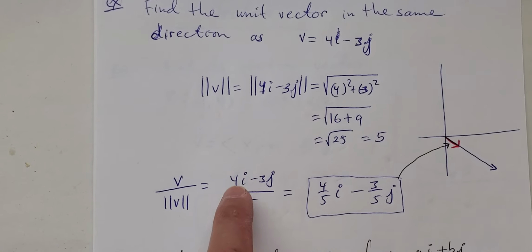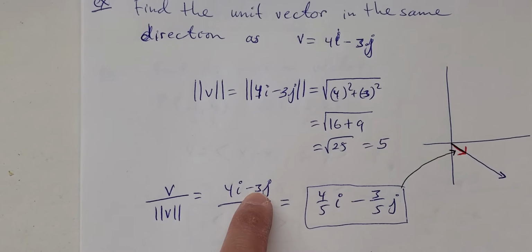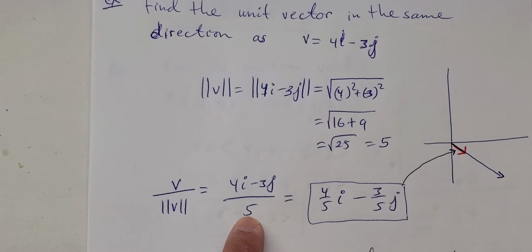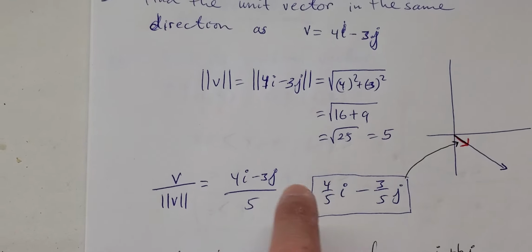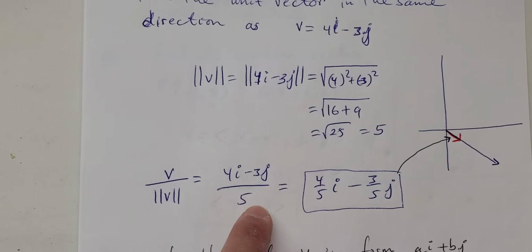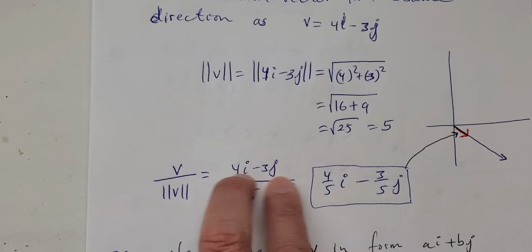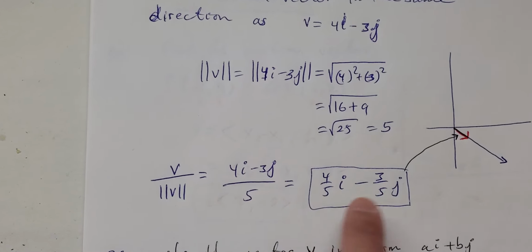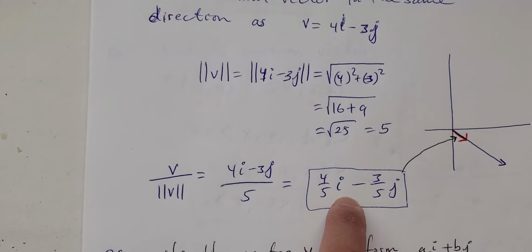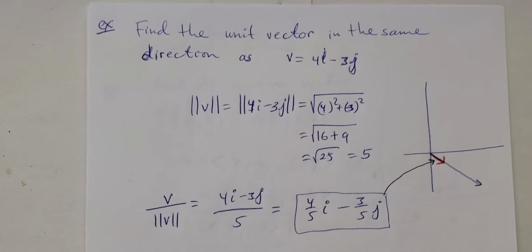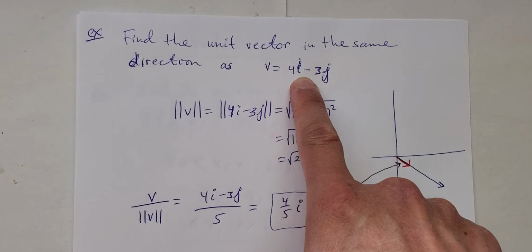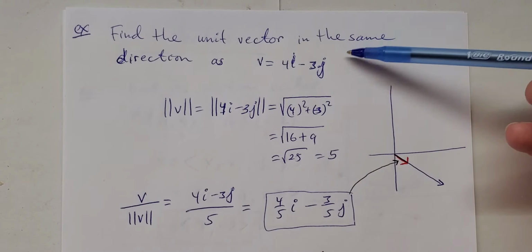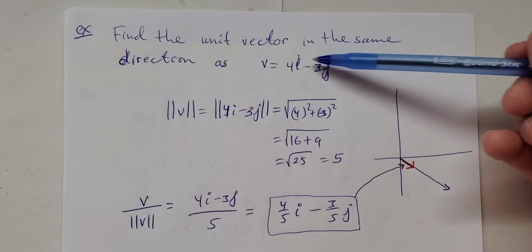Here's the original vector, 4i minus 3j, divided by the length of the vector. Just divide it, so you can separate them out: 4i divided by 5 minus 3j divided by 5. So this is the unit vector that is in the same direction as the original vector.